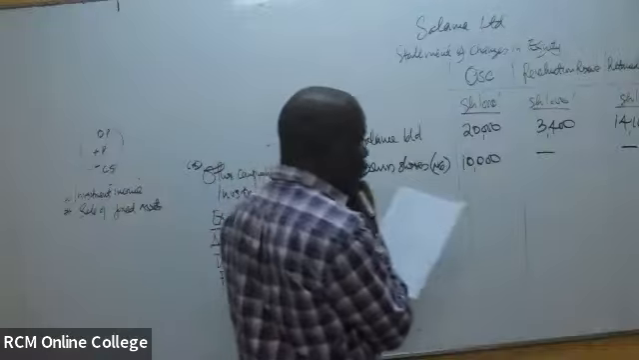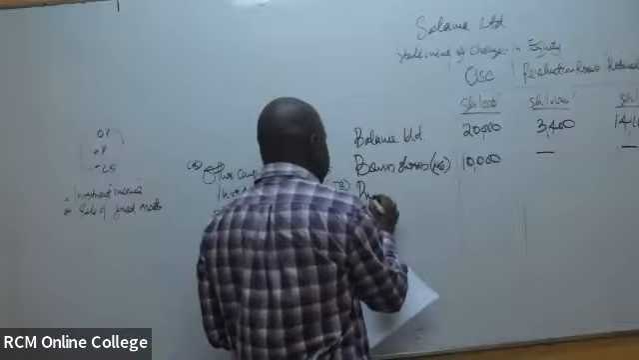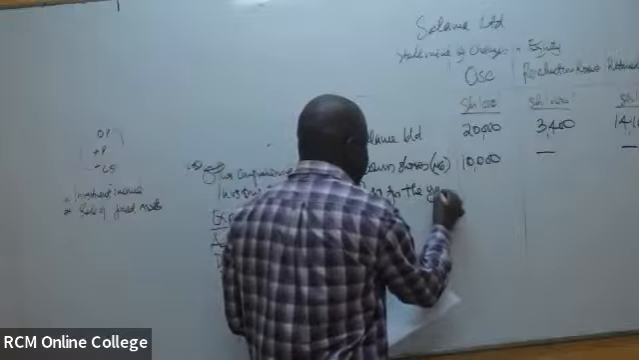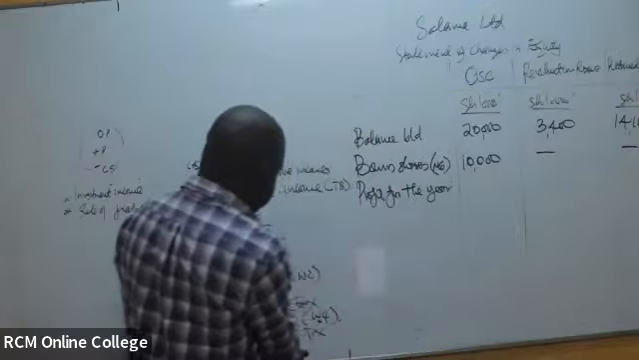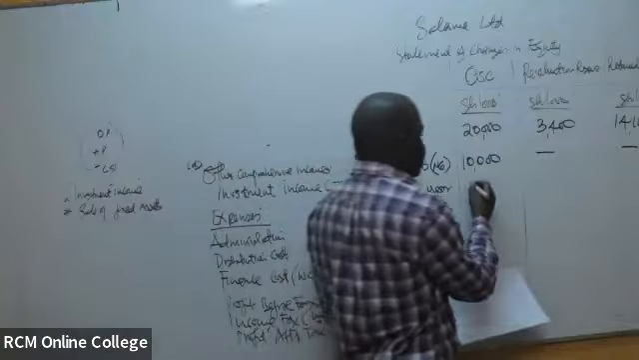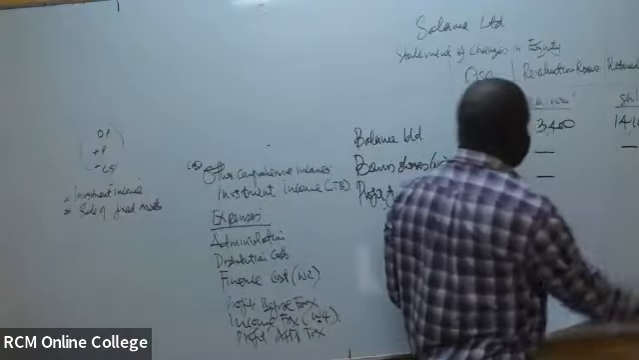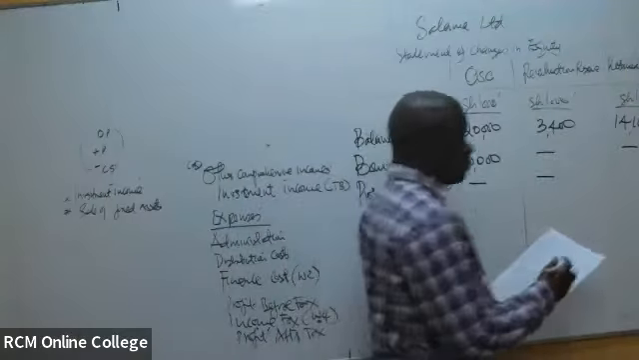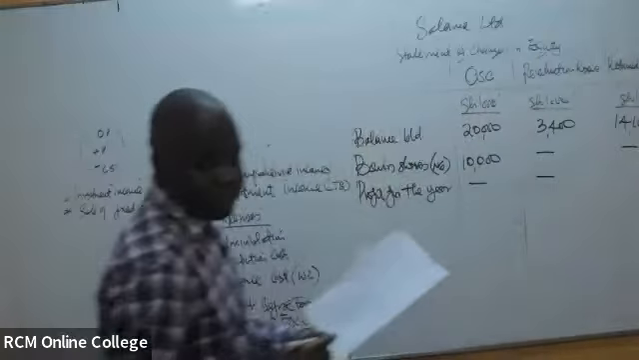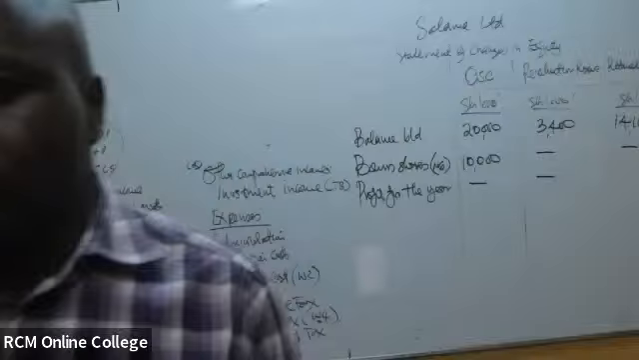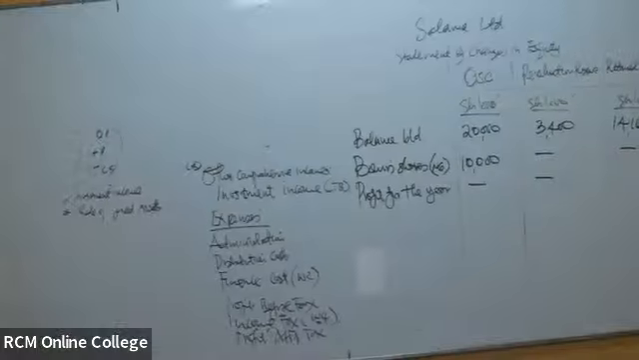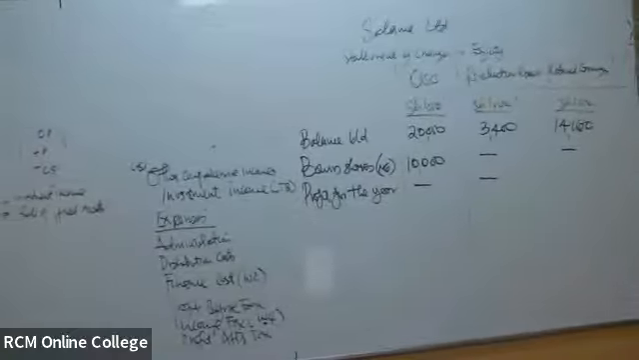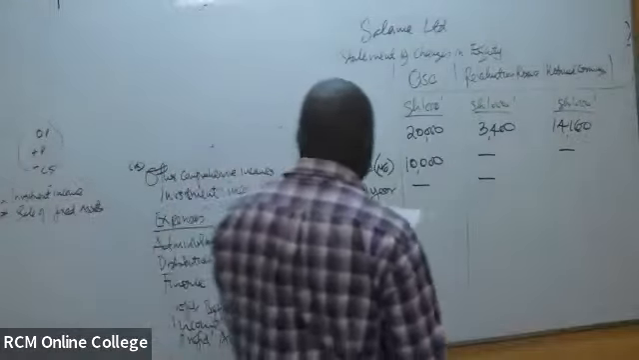Then we have the profit for the year, not retained earnings, but profit for the year. The one we've computed here, we'll add it on the retained earnings, which was an amount of 52,294. Let me adjust the board so you people can see there. So you have profit for the year 52,294.